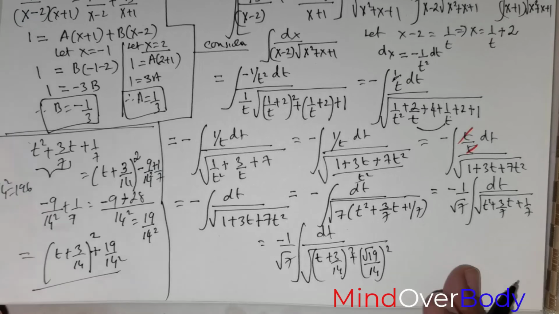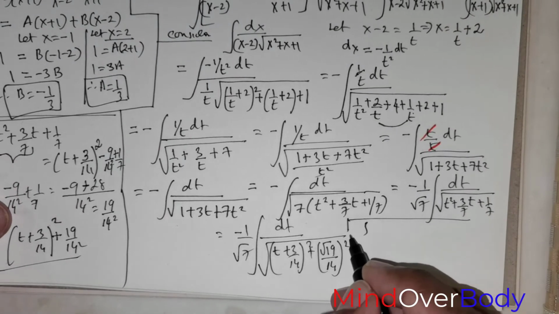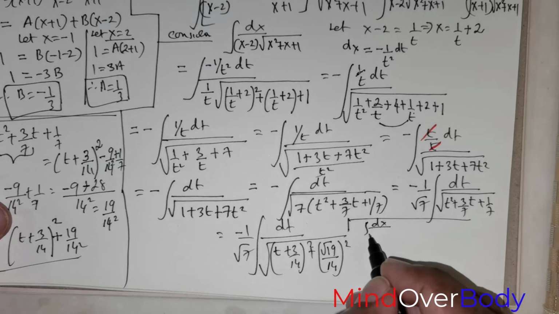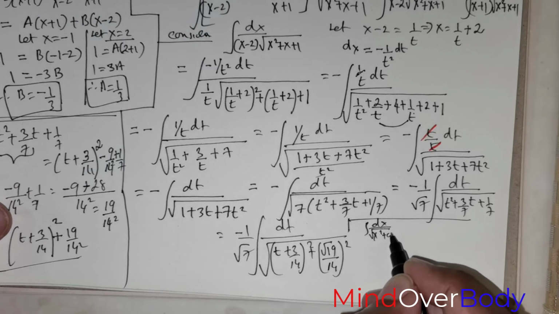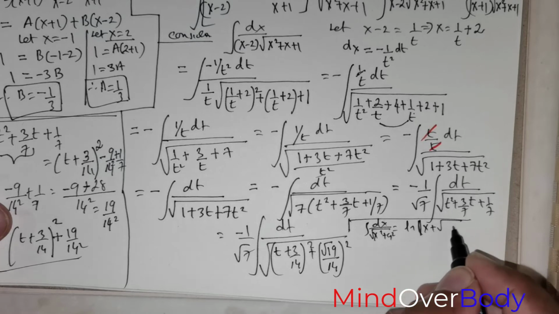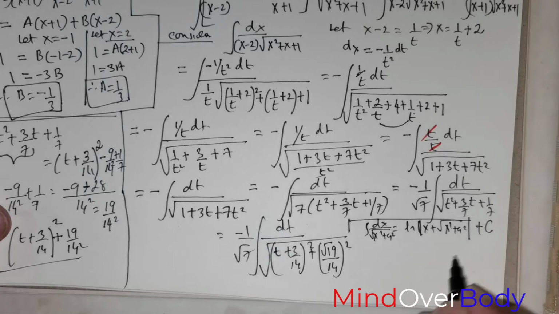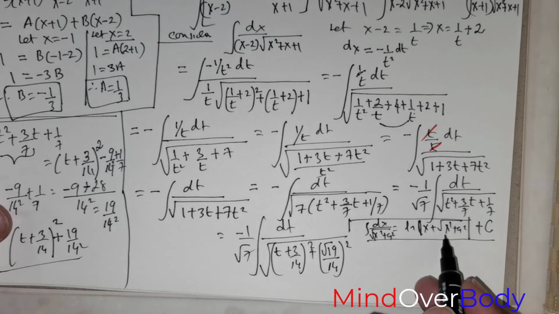Now this is nothing but integral, let me write that down here. This is nothing but integral dx over root of x squared positive a squared, which is nothing but ln of modulus of x positive root of x squared positive a squared followed by arbitrary constant c. So I'm going to use this formula.